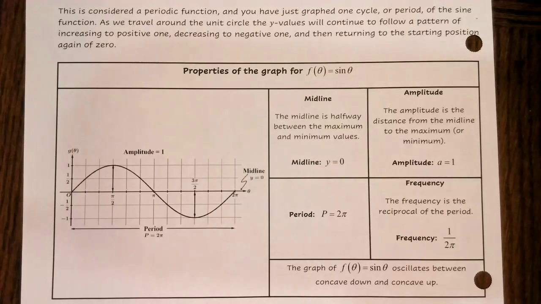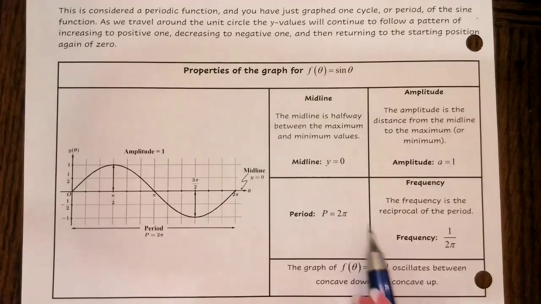The frequency is the reciprocal of the period. So we flip this, getting 1 over 2 pi.